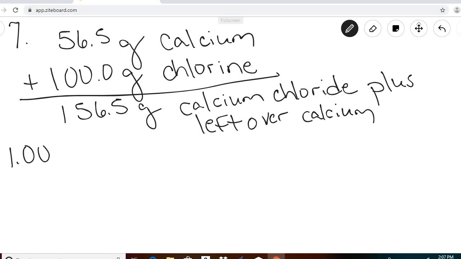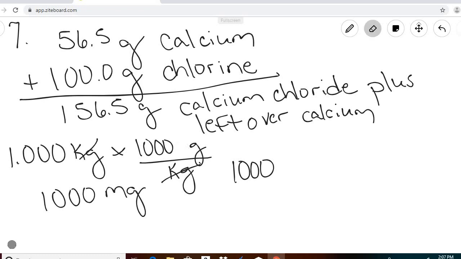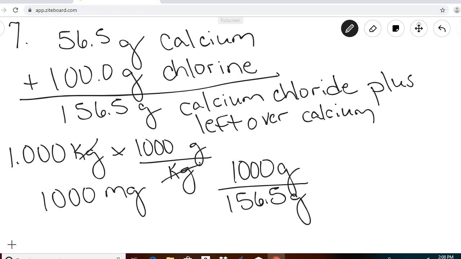So 1.000 kilograms times 1,000 grams per kilogram. So that is 1,000 grams of calcium chloride is what we want to make. I'm sorry, this should be grams, not milligrams. So 1,000 grams divided by 156.5 grams will give us a factor of 6.39.